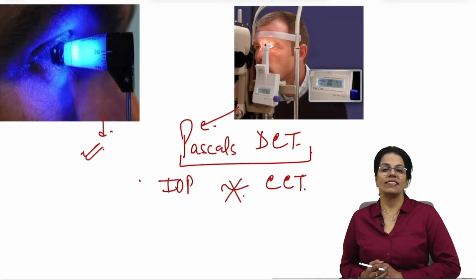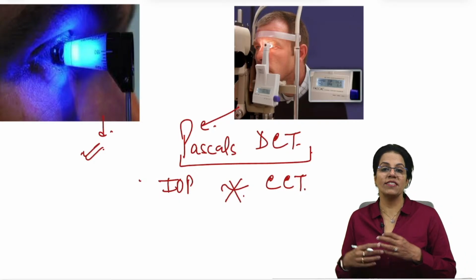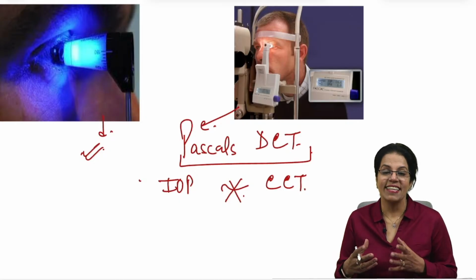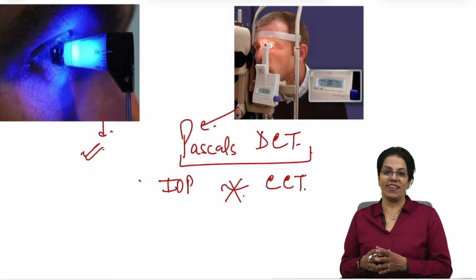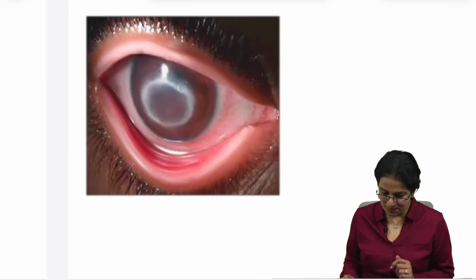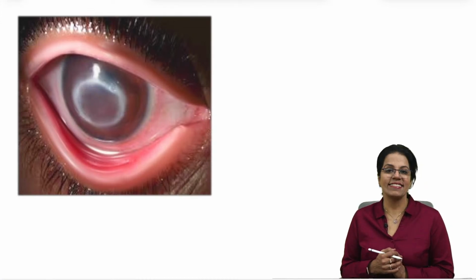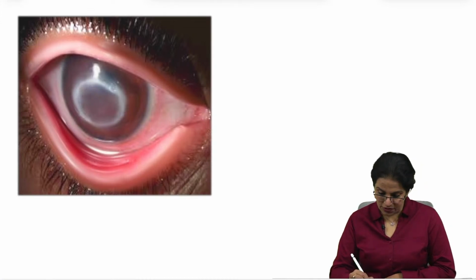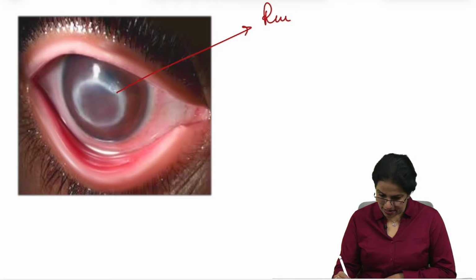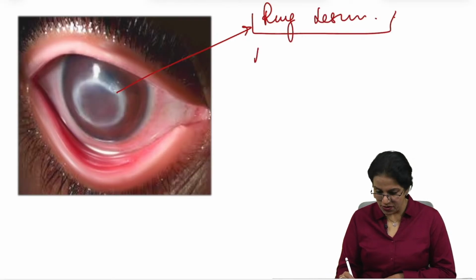Great. Yes, Tavish, very good. If they ask you which is the weakest wall of the orbit, then please answer medial wall. Yes. Okay, what is this? What I can see here is a ring lesion, and this is nothing but due to acanthamoeba keratitis.